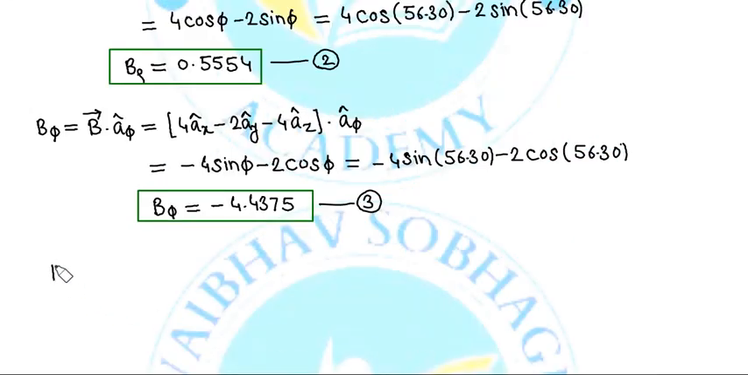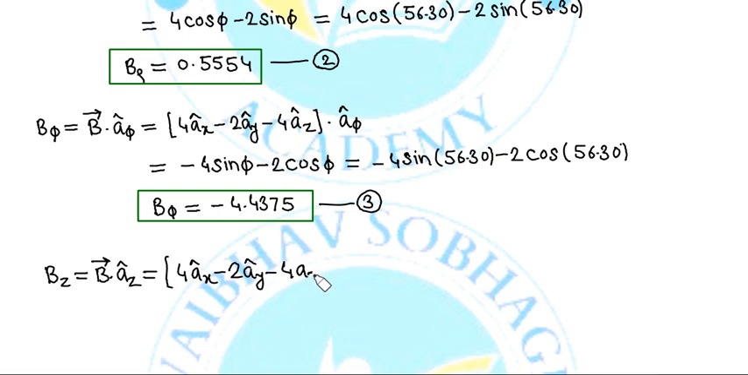Now, what is the magnitude along BZ? In a similar fashion, BZ is nothing but the projection of the given vector B onto the AZ direction. So this is the given vector of the second part, that is 4 ax cap minus 2 ay cap minus 4 az cap, which has the dot product with az cap. Now you can refer to the dot product table or simply use the property of the dot product. For your reference, I'm going to make use of the dot product table.